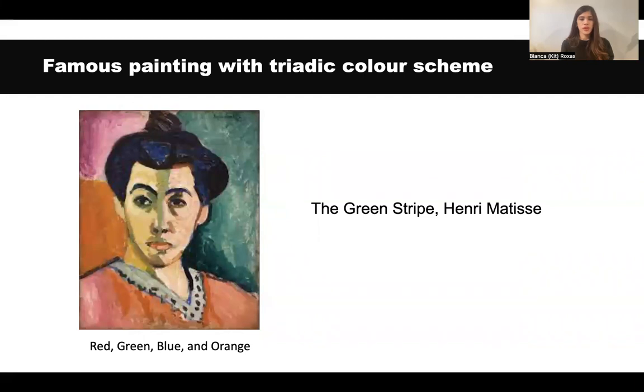So we have here the painting of Henri Matisse, Madame Matisse, also called The Green Stripe. This painting here. It is considered as, this is a typo error, sorry about this. It is a tetradic color scheme or tetrad because of red and green, orange and blue on the hair. So this is considered as a tetradic color scheme, the painting of Henri Matisse.